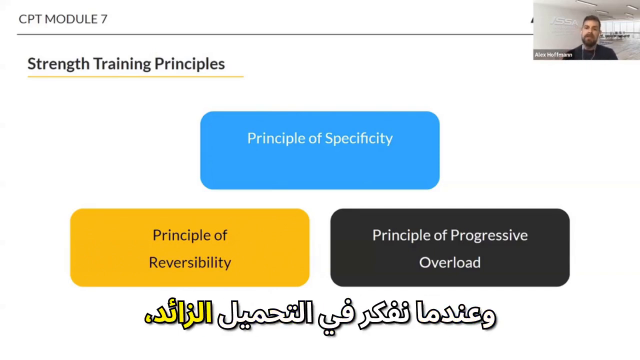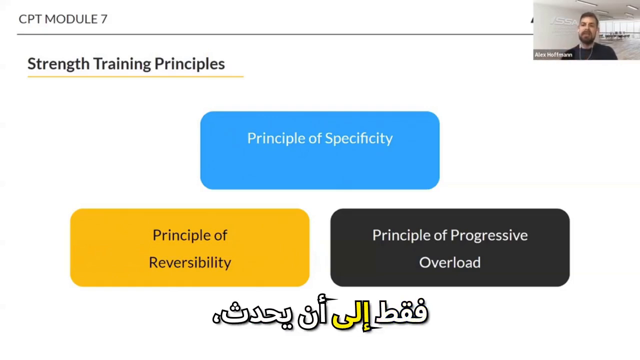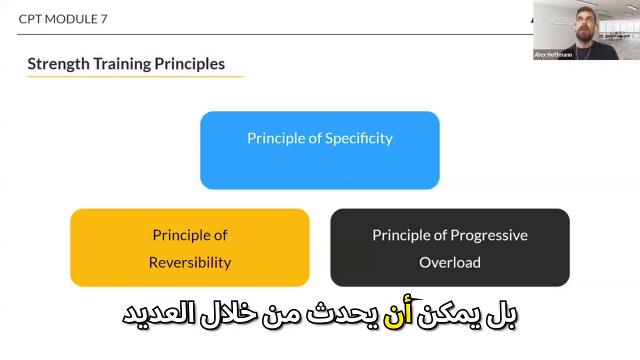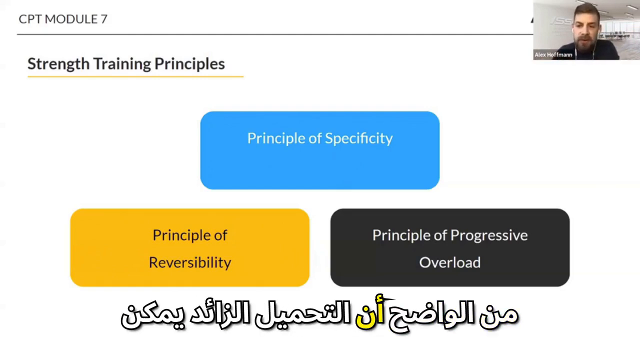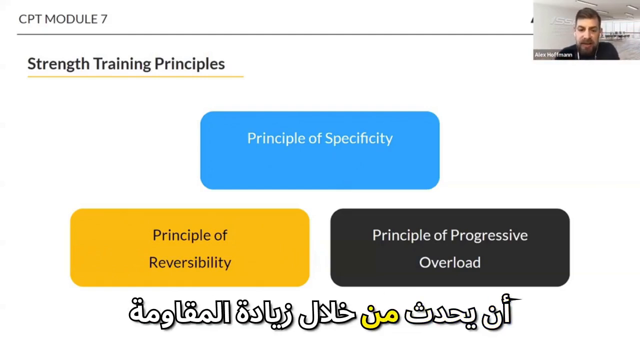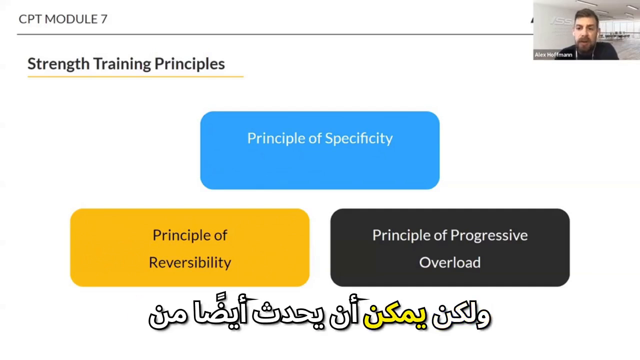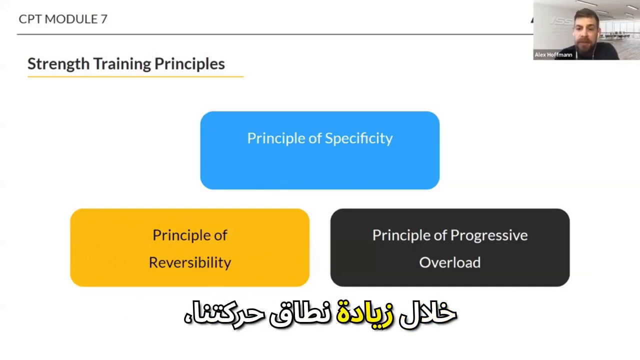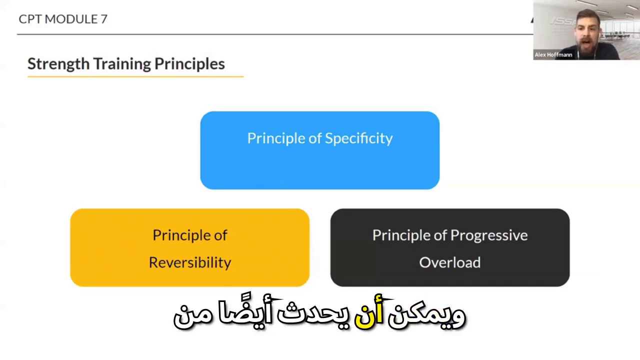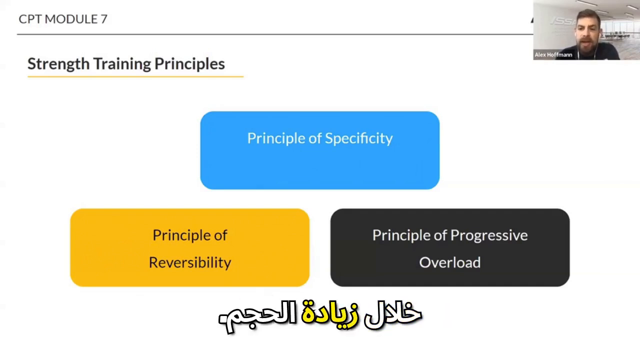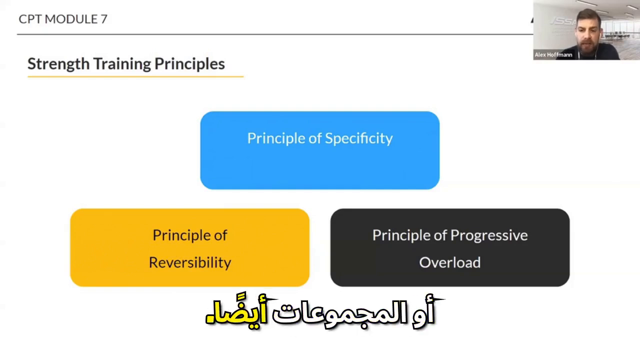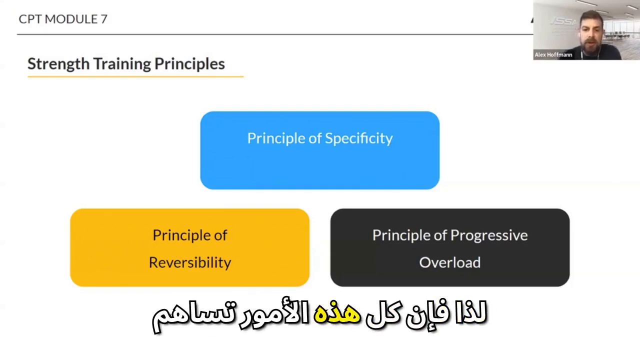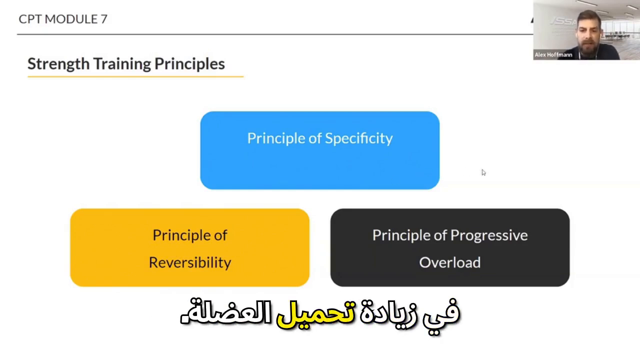And overload can occur through multiple different variables. So overload can obviously occur through the increased resistance that we use, but it can also occur through increasing our range of motion. And it can also occur through an increase in volume, so either an increase in repetitions or sets as well. So all of those contribute to overload of a muscle.